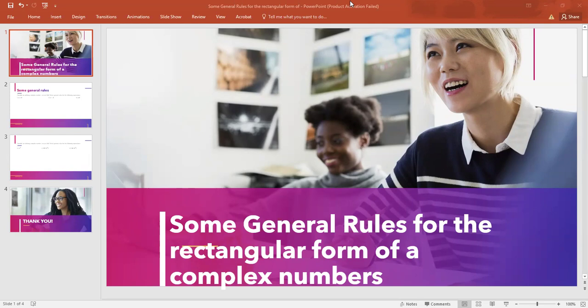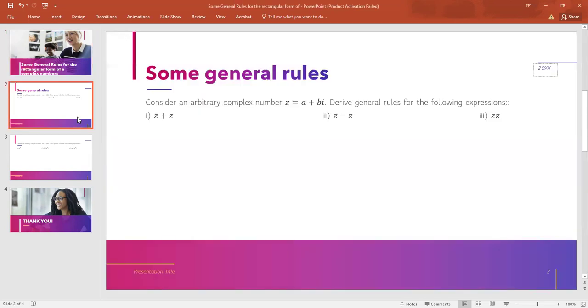Welcome to our session. Today's topic is all about deriving a few general rules for the rectangular form of a complex number. To achieve our goal, we're going to consider an arbitrary complex number. The arbitrary complex number that we're going to choose is z equals a plus bi. We're going to use this arbitrary complex number to derive a few general rules for the following expressions.